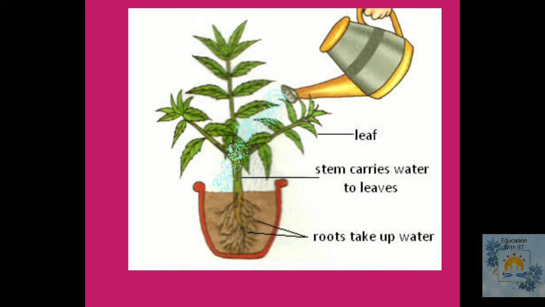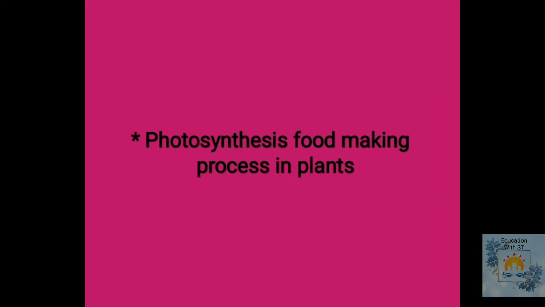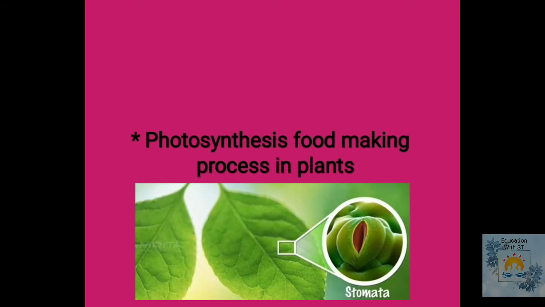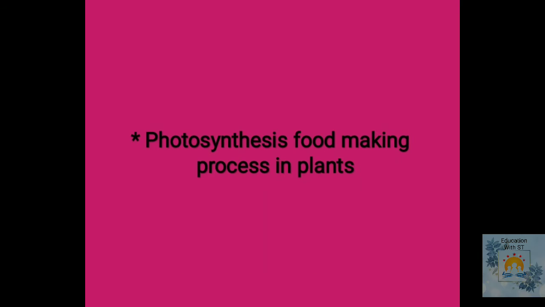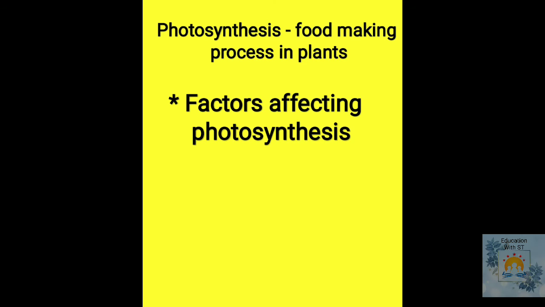During photosynthesis, green plants take carbon dioxide of the air through tiny pores called stomata. The stomata are present in the undersurface of leaves. Water and minerals are absorbed through their roots. In photosynthesis food making process in plants, there are a few topics. The first one is factors affecting photosynthesis. So let us learn it.